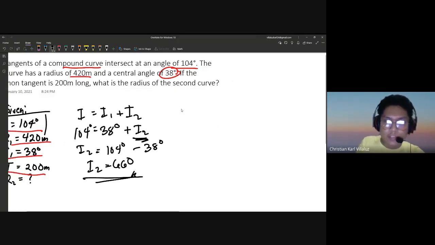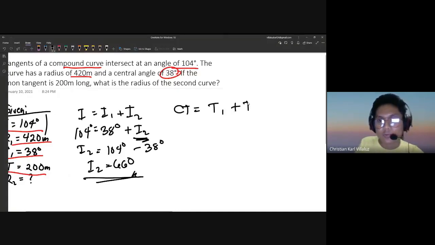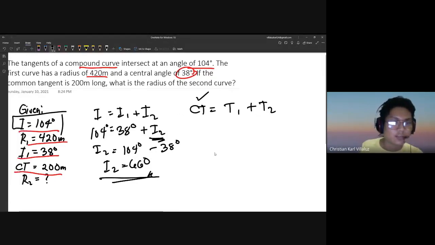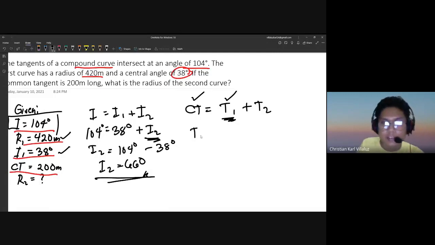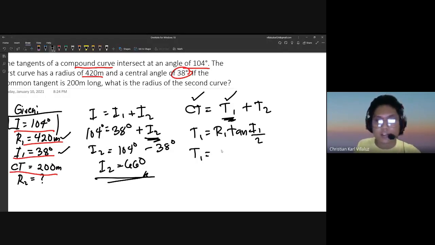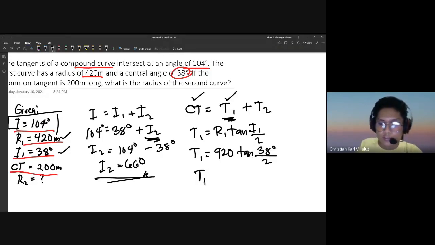So we know that the common tangent is the sum of the two tangents. So kung meron tayong common tangent na given, which is 200 meters, tangent 1, pwede natin siyang mahanap kasi meron tayong radius and I1. So hanapin na natin. Formula is R1 tangent I1 over 2. So the tangent 1 is R1 is 420. Tangent of I1 is 38 over 2. So tangent 1 is 144.618 meters.